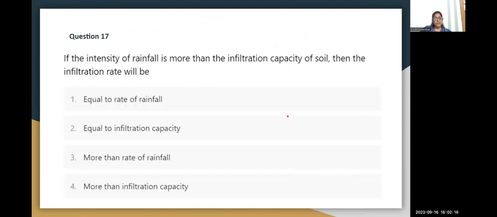The 17th question. If the intensity of rainfall is more than the infiltration capacity of soil, then what will the infiltration rate be? Will it be equal to the rate of rainfall? Will it be equal to the infiltration capacity? Will it be more than the rate of rainfall, or will it be more than the infiltration capacity?